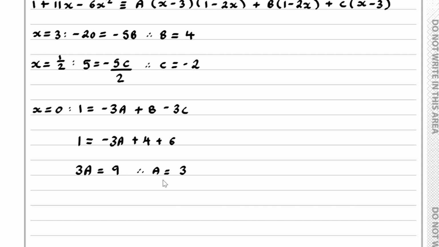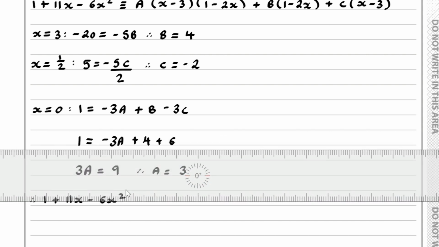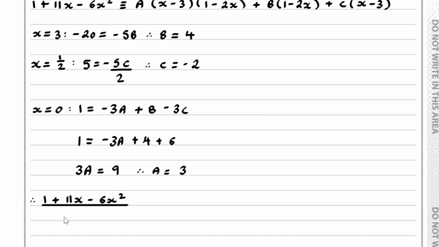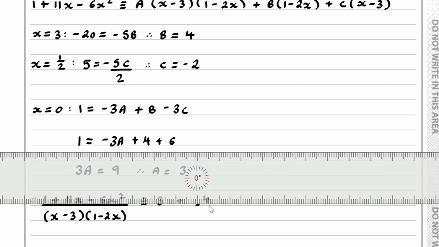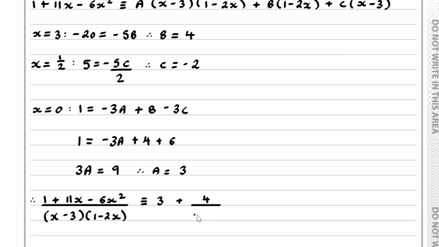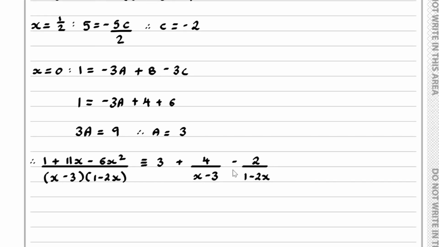And now that we know the values of a, b and c, we can therefore conclude 1 plus 11x minus 6x squared over x minus 3 times 1 minus 2x is equivalent to 3 plus 4 over x minus 3, and then I've got minus 2 over 1 minus 2x. So those are my values of a, b and c.